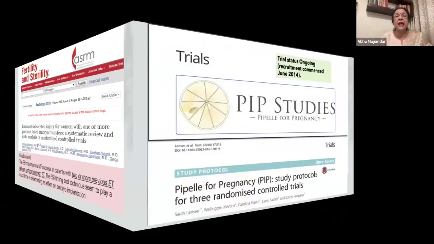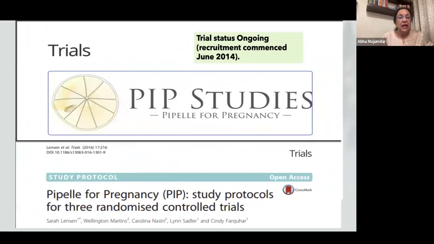But then came the PIP studies, Pipelle for Pregnancy. And this was a trial which started in 2016. And they said, we have to find out, because it appears that this is a very easy test. Just put in a Pipelle and scratch it and say, next month I'll do an embryo transfer. But should we really be doing it?